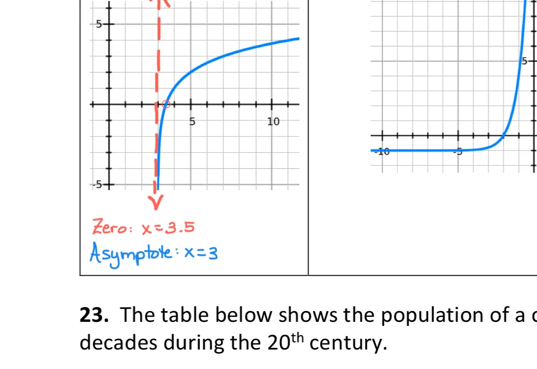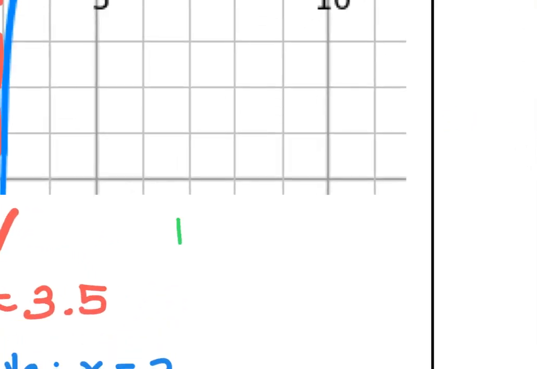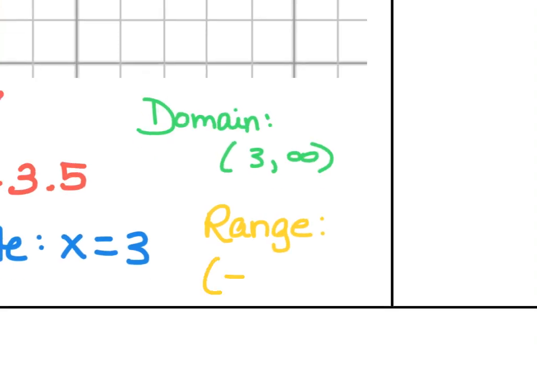And then it asks for the domain and range. And here, because it's a logarithmic function, and you know that it's logarithmic because it has the vertical asymptote, the domain goes from the asymptote at 3 to infinity, but it's not including 3, so you use the round parentheses. And the range for every logarithmic function is all real numbers.